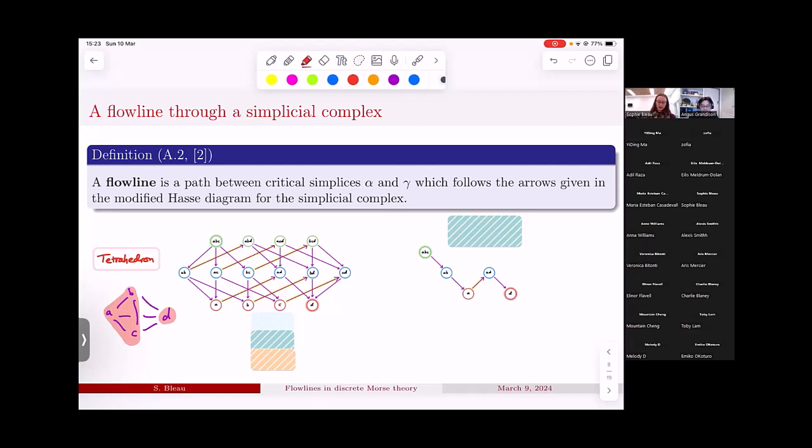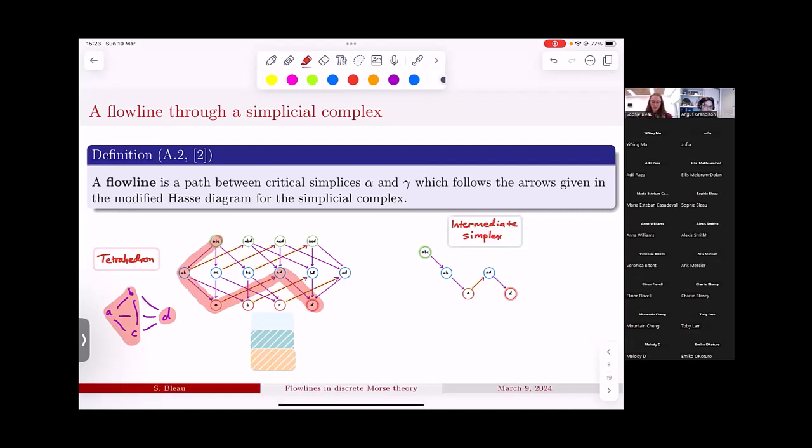And this is the Hasse diagram of this tetrahedron, and a flow line through the tetrahedron is a directed path in the Hasse diagram. So for instance, we go from ABC to AB to A to AD to D. This is what this path on the right is doing. So when we have a flow line, we want to seek out more flow lines because we're very greedy like that. So there are various things we can do.